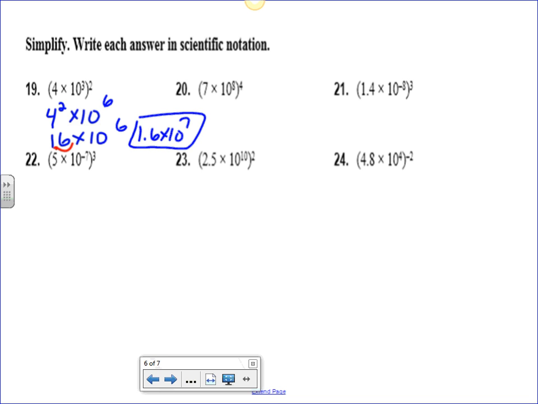Okay, we are going to skip number 20. Why don't you jump to 21 and 22 and see how you do.